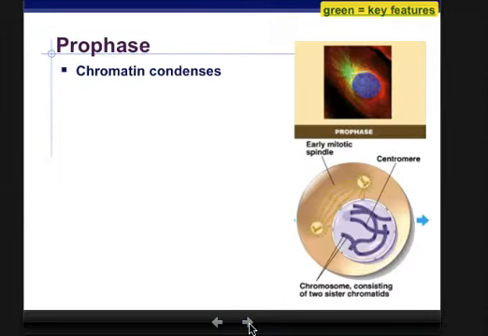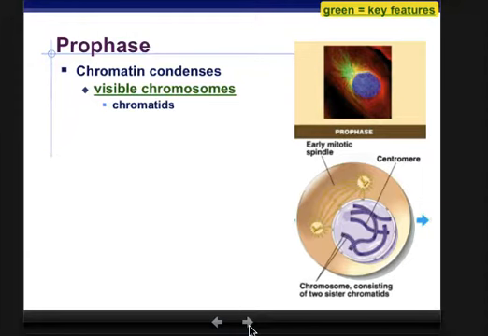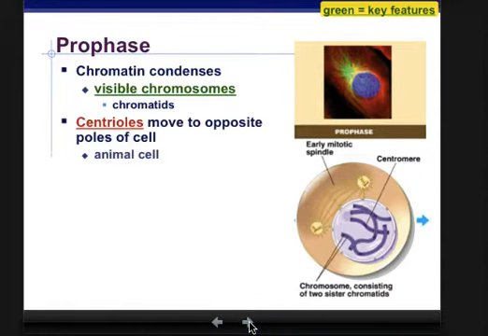Prophase. Chromatin condenses, so the chromosomes become visible, and we mean visible under microscopy. You can easily see this with a regular light microscope with a little bit of dye to assist you. You can see the chromatids. And then the centrioles move to the opposite poles of the cell. Why? Because they're going to aid in supporting the spindle fibers to pull the chromosomes apart.